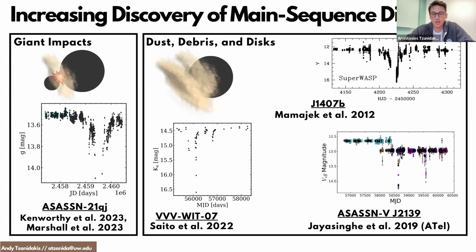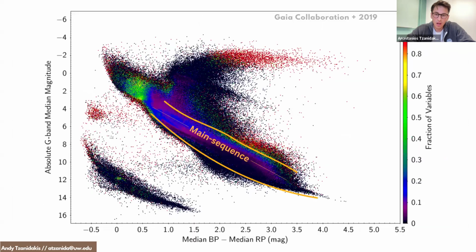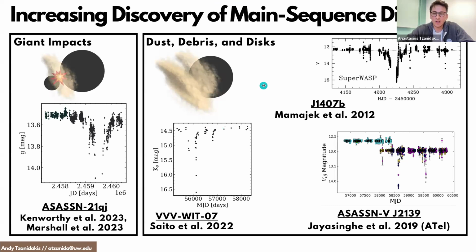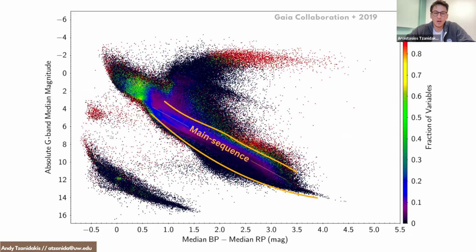Now, one thing that we have learned from looking back in the literature is that these are not common events. We don't typically see main sequence stars exhibiting these dimming events all the time. And we know this because when we look at the HR diagram, we look at the fraction of variables across the HR diagram.